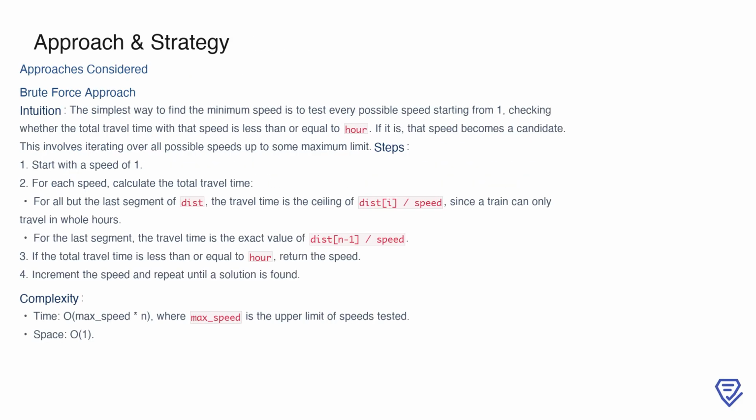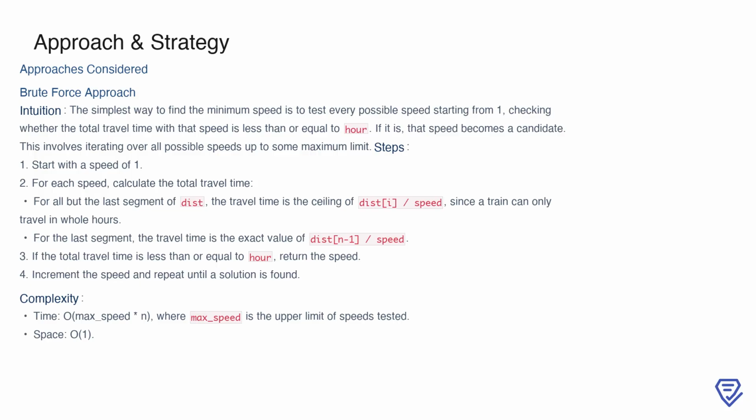To begin solving the problem, one straightforward method we can consider is the brute force approach. The intuition here is simple: test every possible speed starting from 1, and for each speed, calculate the total travel time. If the total time is less than or equal to the given hour, that speed becomes a potential candidate. The steps are quite direct. We start with a speed of 1 and calculate the travel time for each segment of the journey. For all segments except the last, the travel time is rounded up to the nearest whole hour, since trains only travel in complete hours.